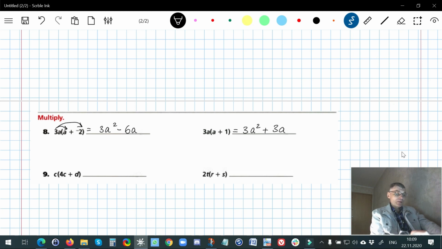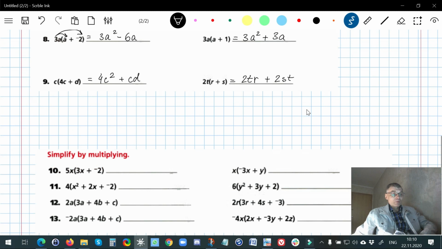Here in number 9, let us multiply 4c by c, which gives us 4c squared. And then c being multiplied by d gives us cd. Here, 2t multiplied by r just gives us 2tr plus 2t times s. We can write 2ts.